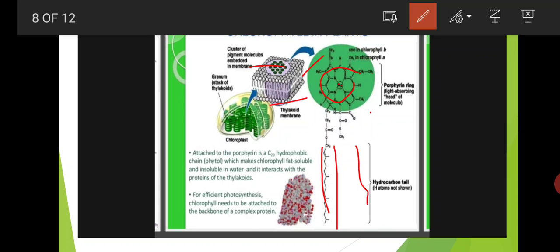This phytol part is also called the hydrocarbon tail structure. And here this is the porphyrin ring, the light absorbing head of the molecule. In chlorophyll, this is the head part and this is the tail part. The head part is the porphyrin ring, the light absorbing head, and this phytol group is called the hydrocarbon tail. Hydrogen atoms are not shown here, but this is the hydrocarbon tail. Mainly only hydrogen and carbon are present in it.